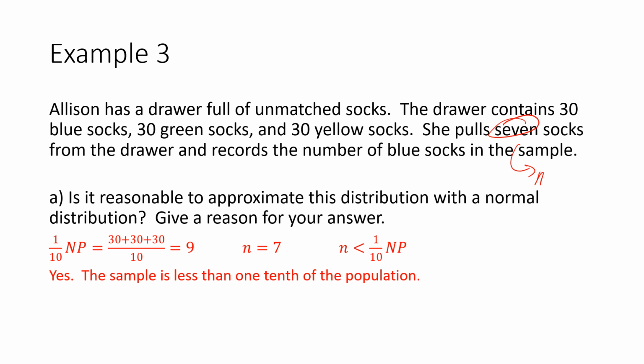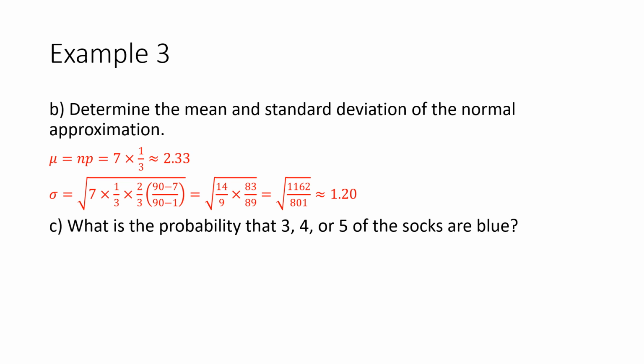So let's just jump to B now. Determine the mean and standard deviation of the normal approximation. The mean is the same thing as with the binomial distribution. It's NP. It's 2.33 approximately. The standard deviation, okay, N is 7. P is 1 over 3 because 30 of the 90 socks are blue. Q is 2 over 3, which is 1 minus P. So plug those numbers in to get the standard deviation. The population is 90, and we get approximately 1.20.